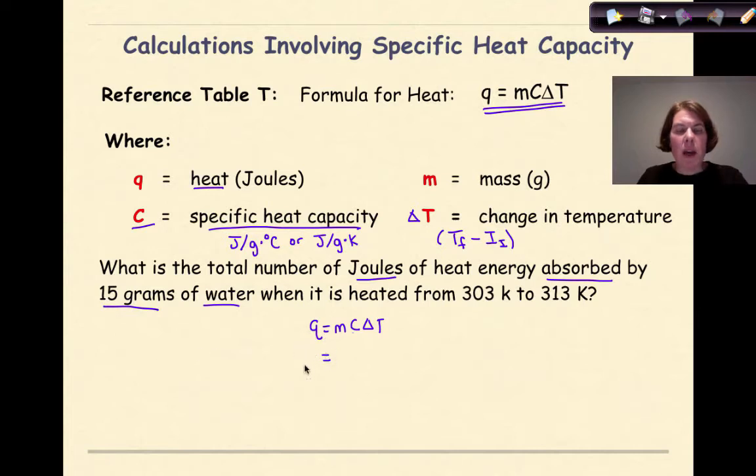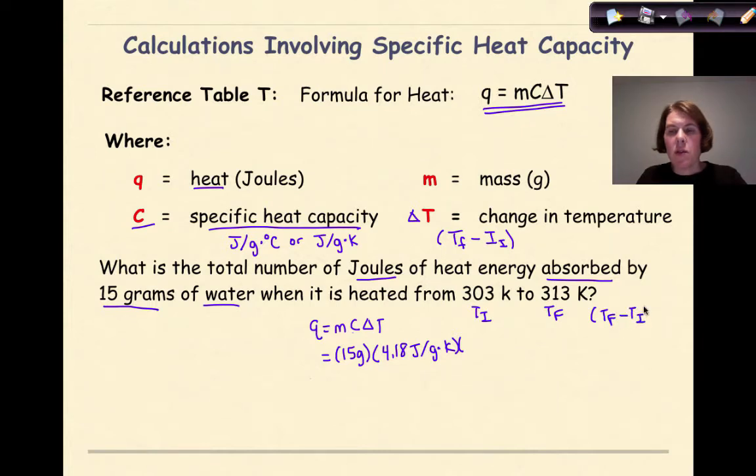And when I do this, my mass is 15 grams. My specific heat capacity is 4.18 joules per gram Kelvin. I'm looking at my temperature change here. I'm going from 303, which is my temperature initial, to 313, which is my temperature final. So I'm going to do temperature final minus temperature initial.